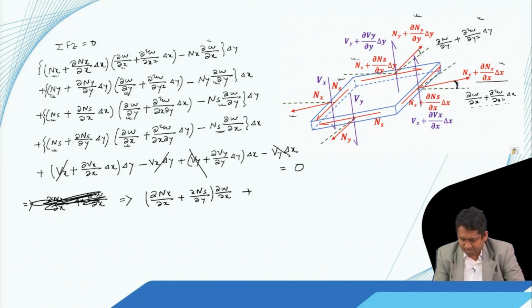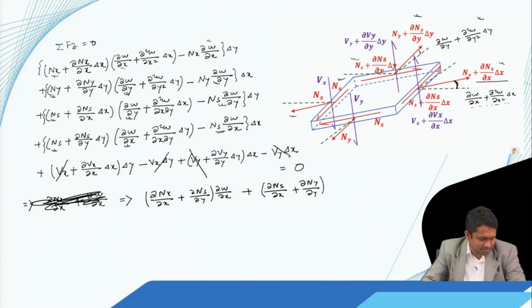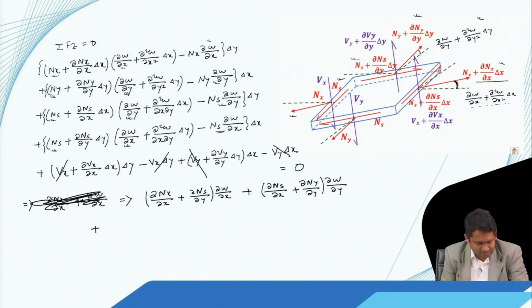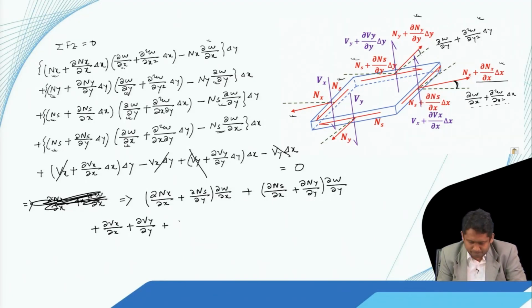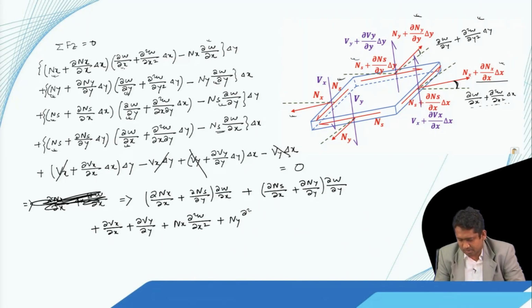and then we have plus del Ns by del x plus del Ny by del y, and that is multiplied with del w by del y, and then we have plus del Vx by del x plus del Vy by del y, and then we have Nx into del 2w by del x2 plus Ny into del 2w by del y2, and then we have plus 2Ns into del 2w by del x del y.